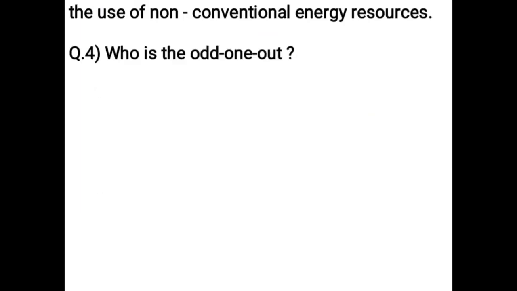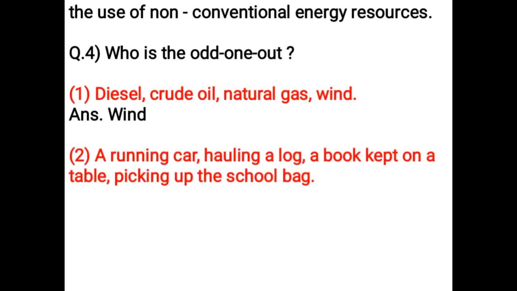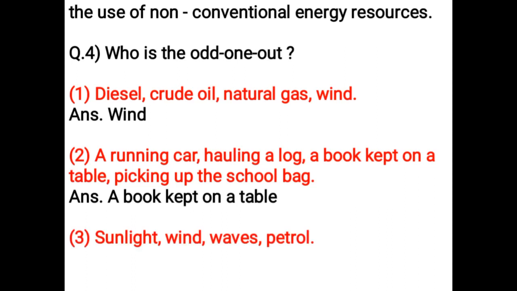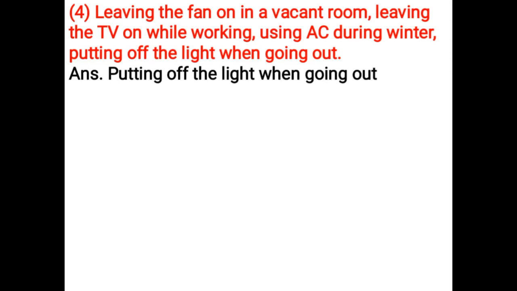Who is the odd one out? Diesel, crude oil, natural gas, wind. Wind. A running car, hauling a log, a book kept on a table, picking up the school bag. A book kept on a table. Sunlight, wind, waves, petrol. Petrol. Leaving the fan on in a vacant room, leaving the TV on while working, using AC during winter, putting off the light when going out. Putting off the light when going out.